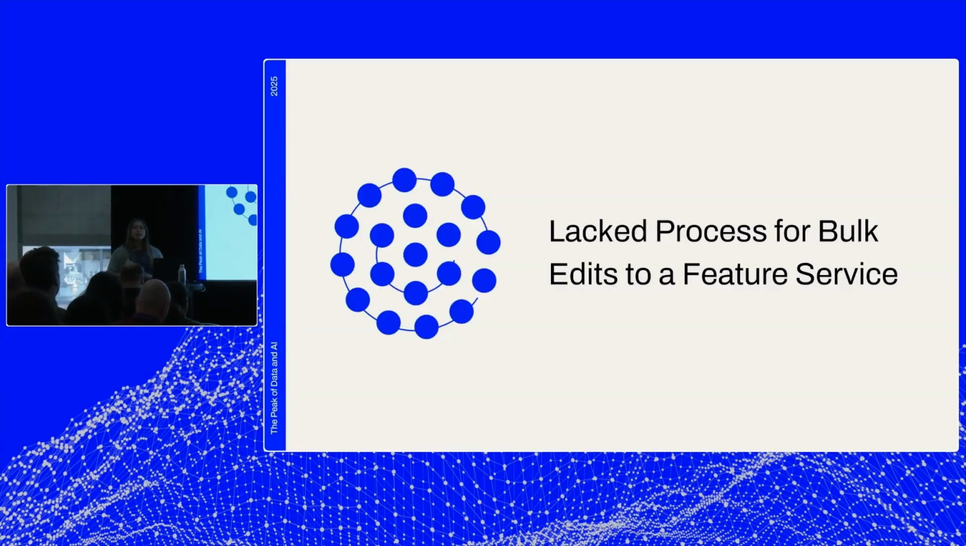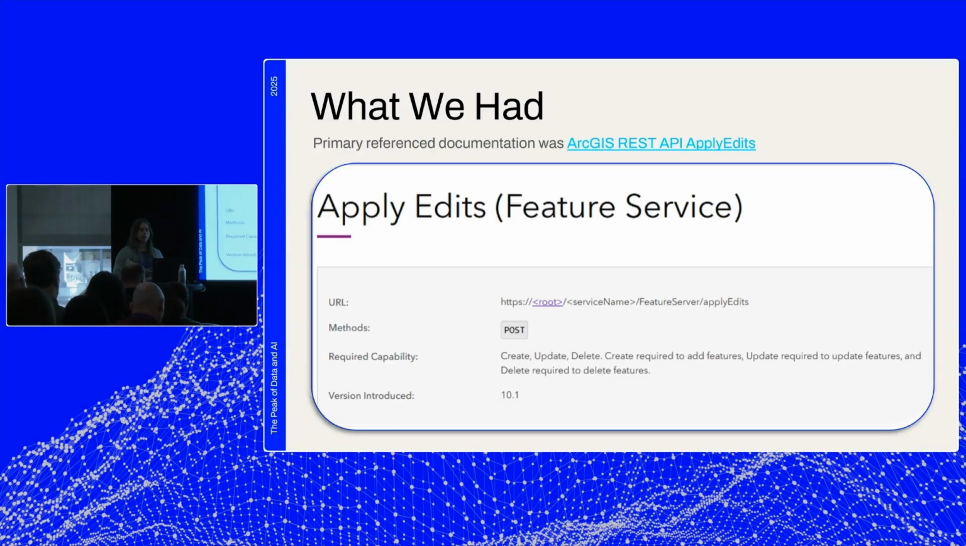So in some cases, we had several 100,000 features that needed to be inserted or updated. And given the nature of the edits and the size of the data to be modified, we quickly realized that we didn't have a process for a time-efficient bulk edit to a feature service. And so the Googling began.